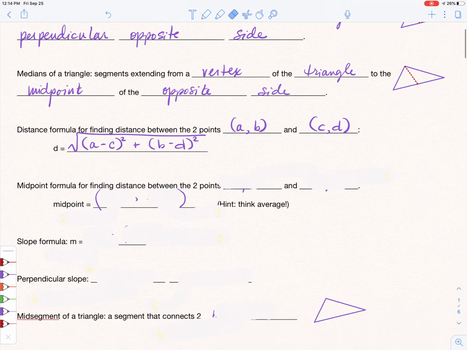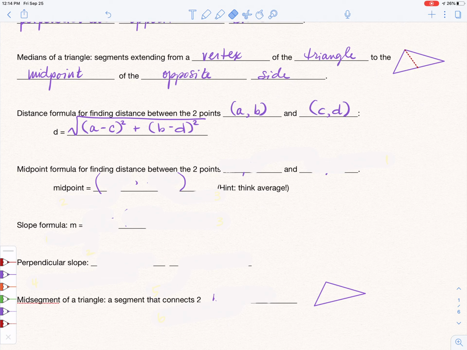The midpoint formula: if I wanted to find the midpoint between the same 2 coordinates (a, b) and (c, d), I want you to think about averages. Like if I said, how do you average 2 quizzes together? You would add them and divide by 2. That's exactly what you do for the midpoint. So for the x piece of my midpoint, we add our x values and divide by 2. And for the y piece, you add your y values and divide by 2.